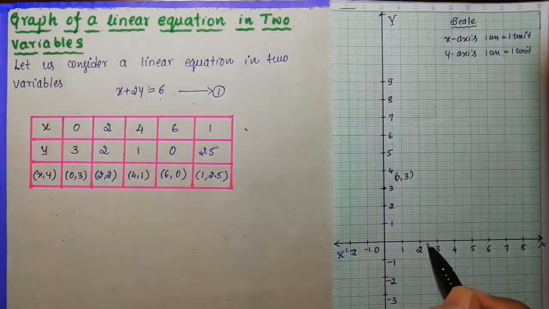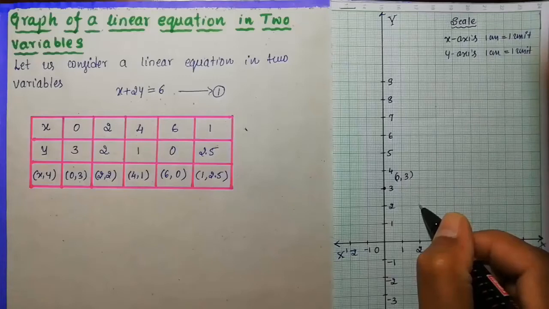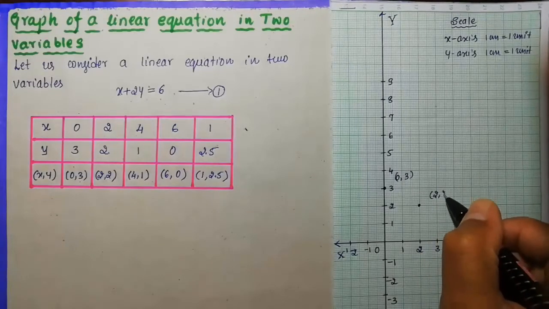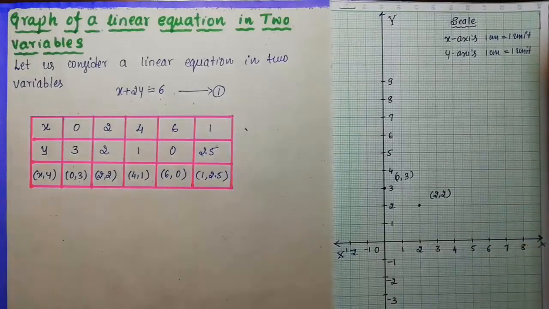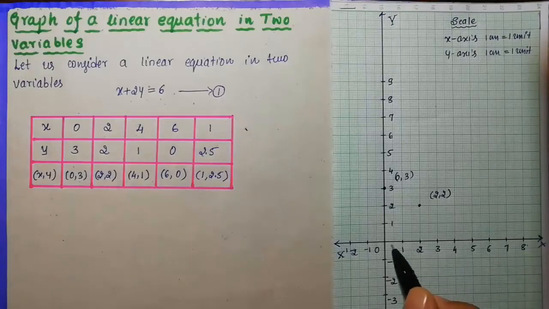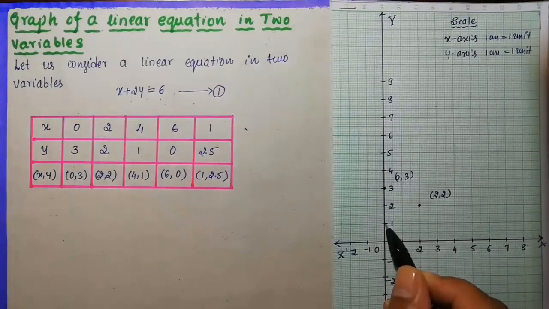Where these two lines meet each other at this point. So this is the point 2 comma 2. And the next point is 4 comma 1. 4 comma 1 means on the x-axis 4, on the y-axis 1.